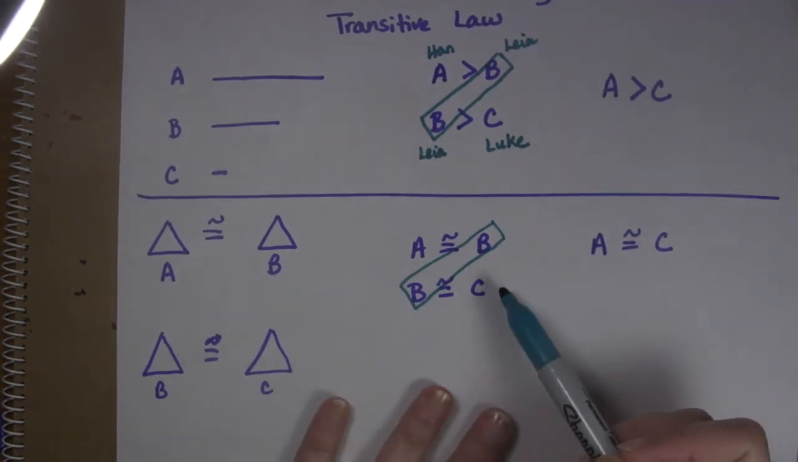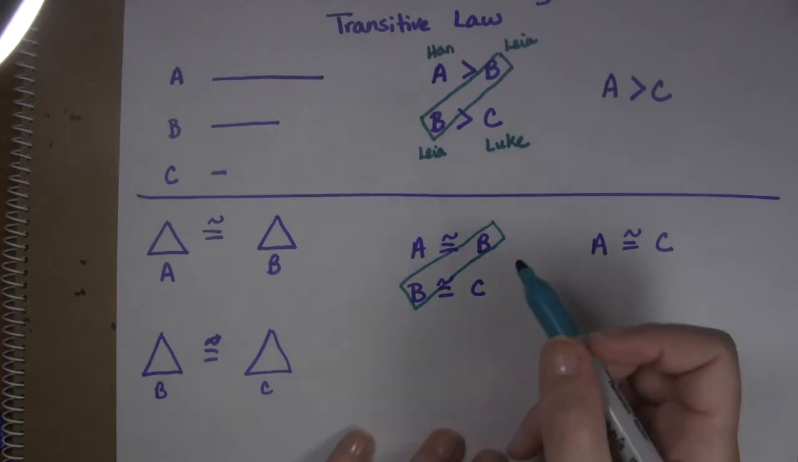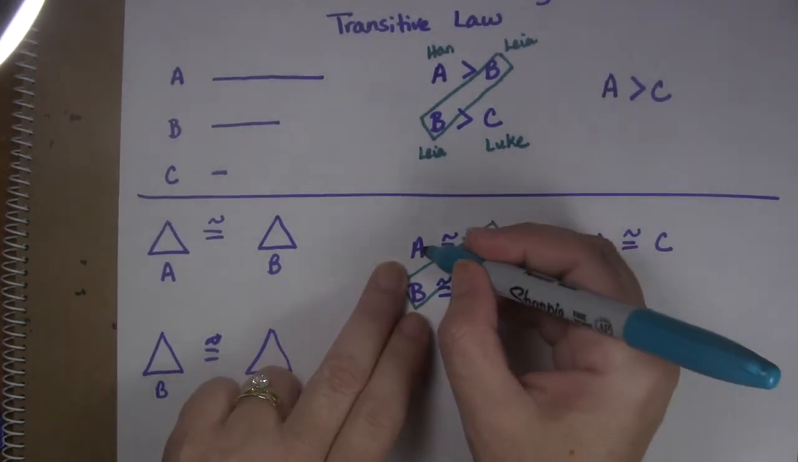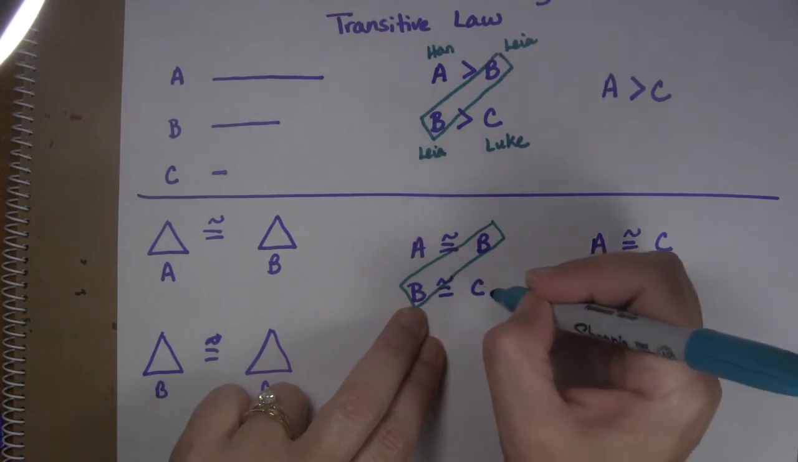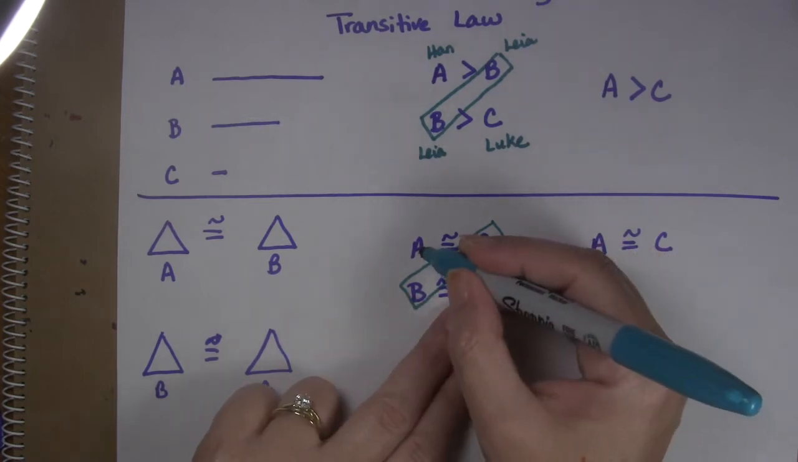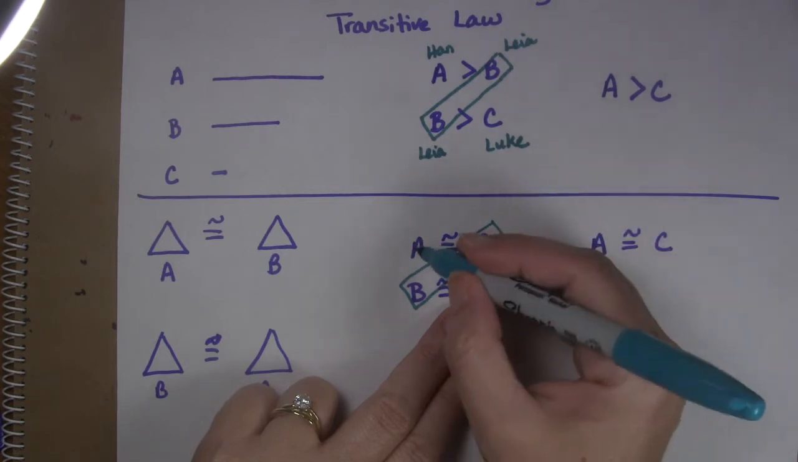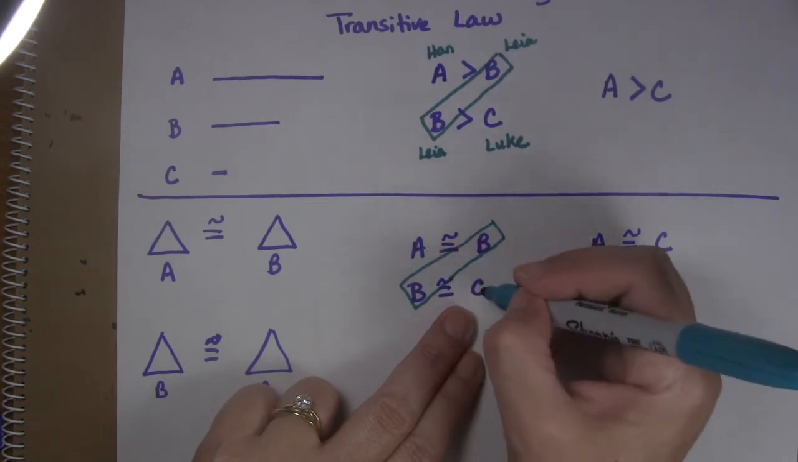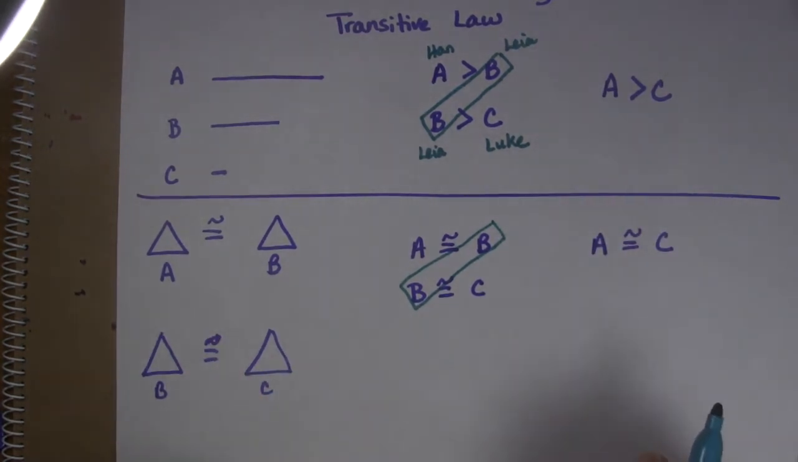It also doesn't work if you have a situation like this. Let's say that A is the mother of B and B is the mother of C. That does not mean that A is the mother of C. A is the grandmother of C, but not the mother of C. So you have a couple of tricky situations like that.